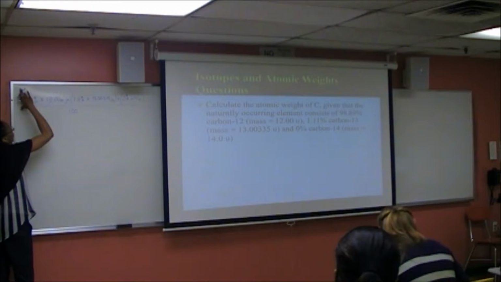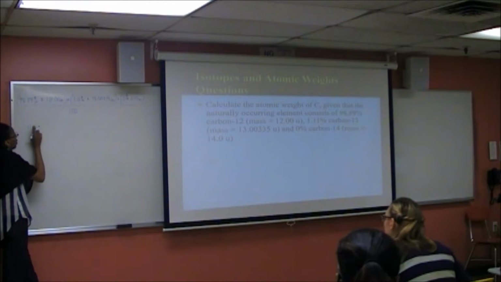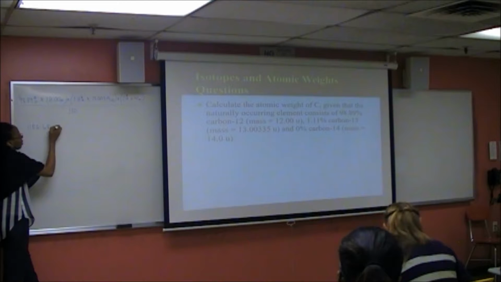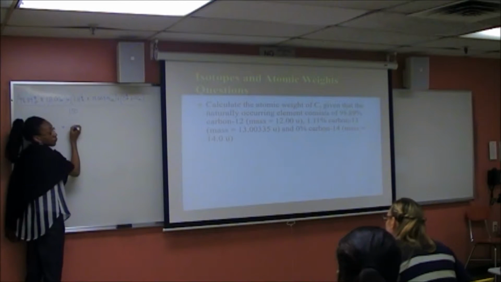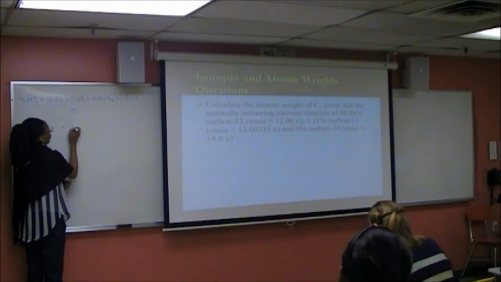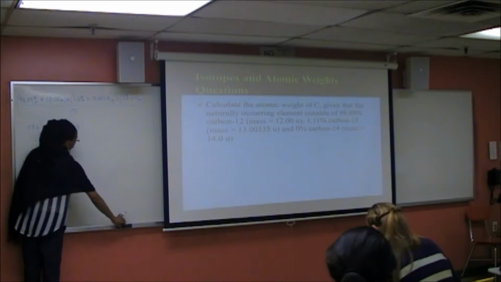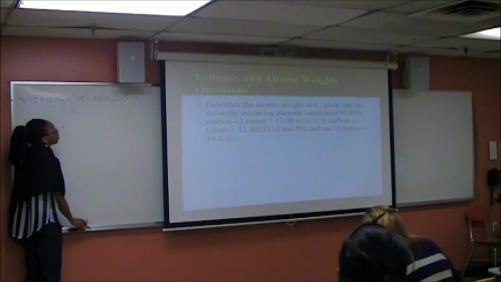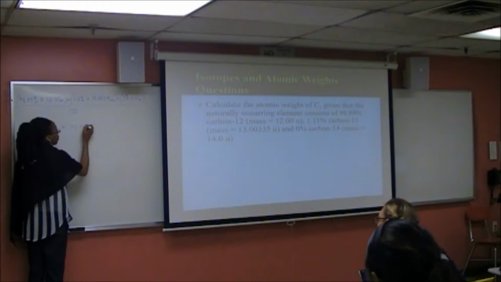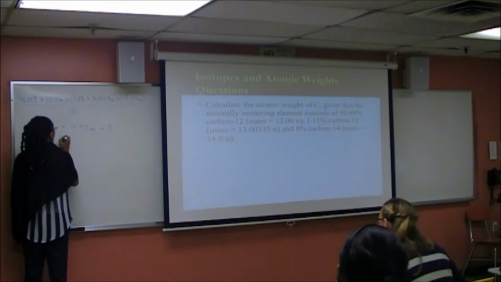What does this equal? 98.89 times 12 is 1186.68. Plus 1.11 times 13.00335, which is 14.43, plus 0, divided by 100.